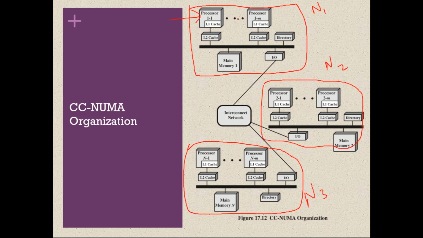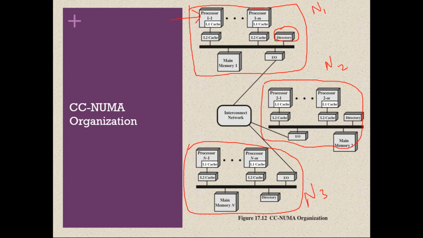See, this particular node has n processors. It may have 100 processors or 200 processors. Similarly, this node can have any number of processors, 100 or 200 or whatever the number. Similarly, this node can have n processors, and each processor will have its own L1 and L2 cache. With each node there will be something called a directory. What is this directory? Let us discuss later.